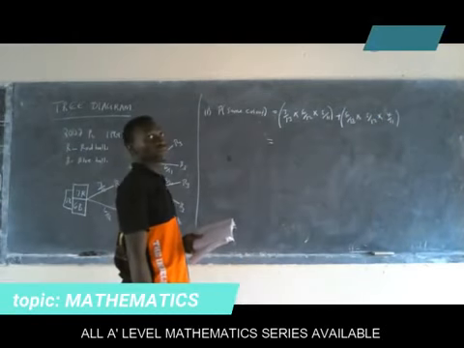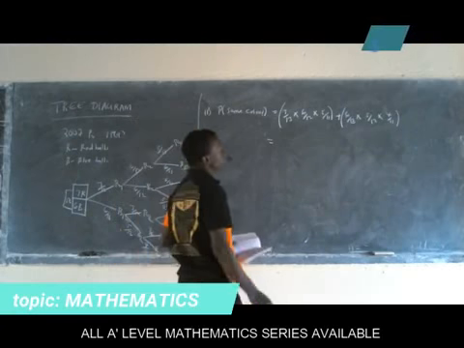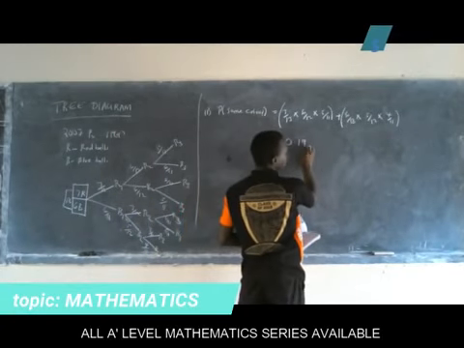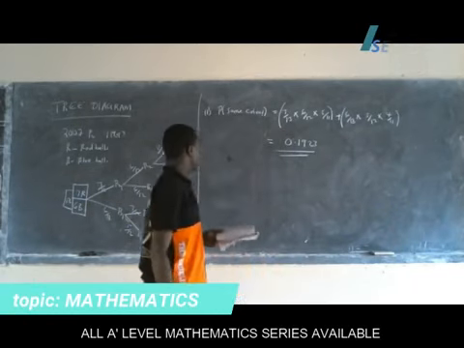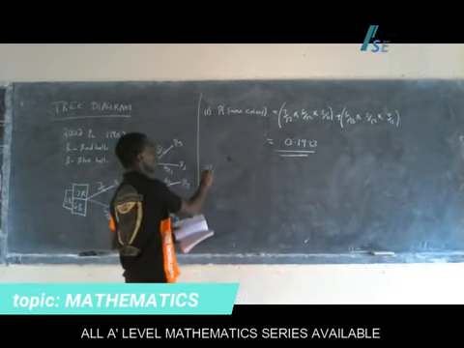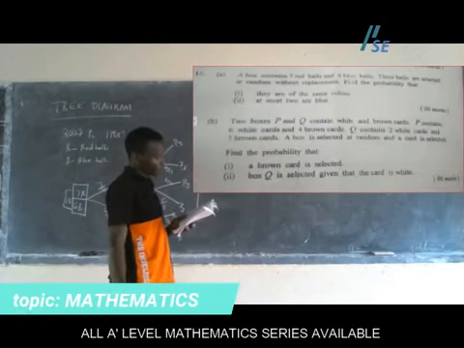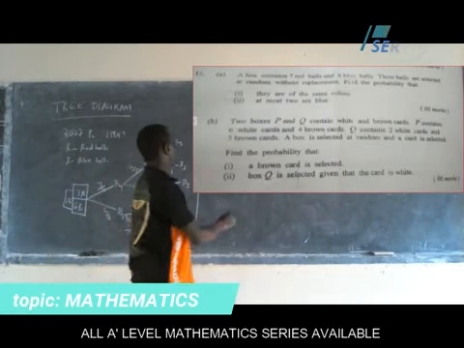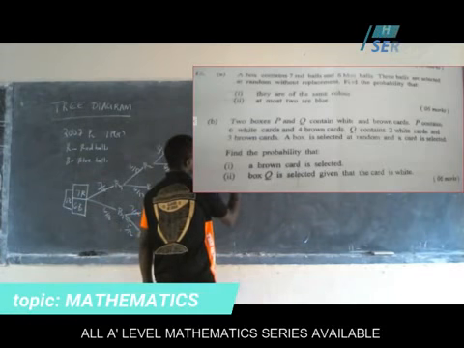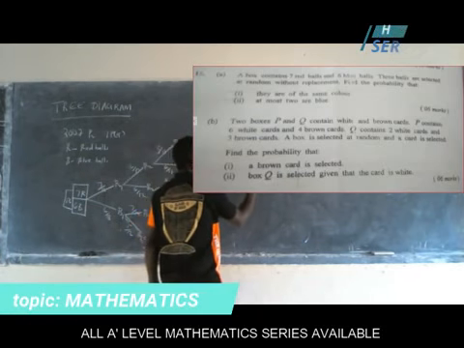Now this one simplified gives us 0.1923. However, there are two parts. There is Roman number 2, which says find the probability that at most 2 are blue. Probability of at most 2 are blue.